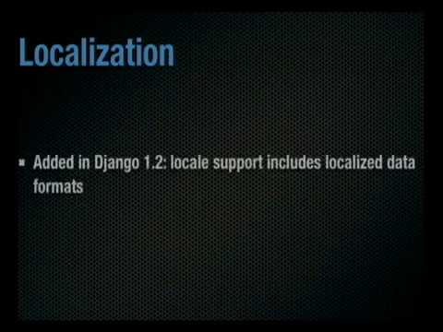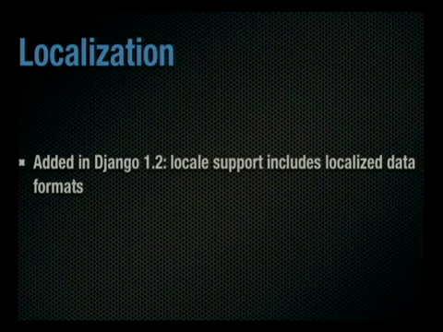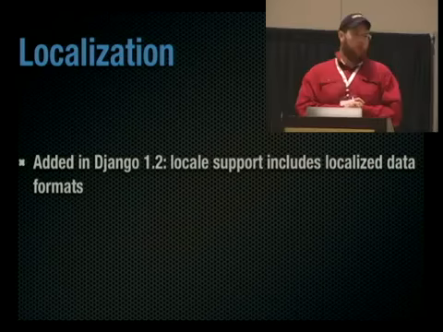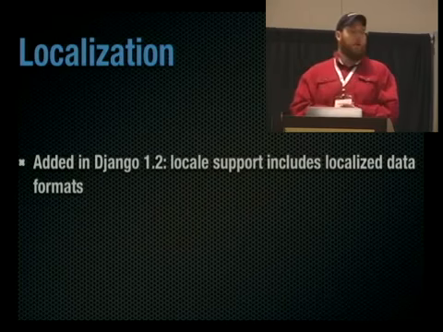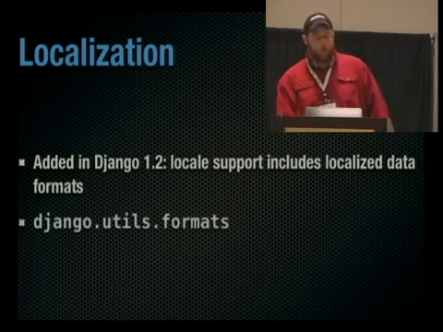There's also localization. This was a really big win as of Django 1.2. We now have this whole built-in localization system that knows things like, in your locale, do we use commas or periods to group numbers? In your locale, how do we format a date? Do we put the month first? Do we put the day first? Do we put the year first? All of this information is available, and the form system is aware of it.